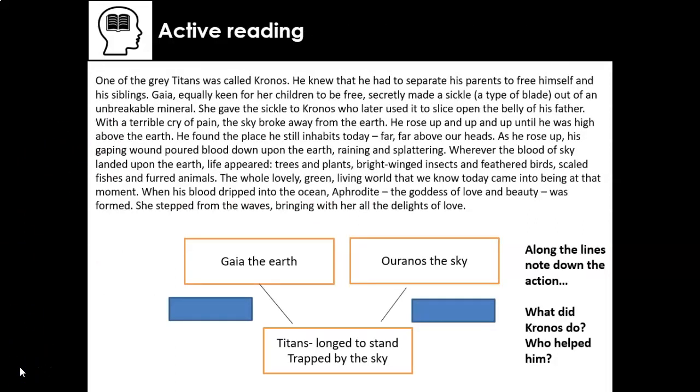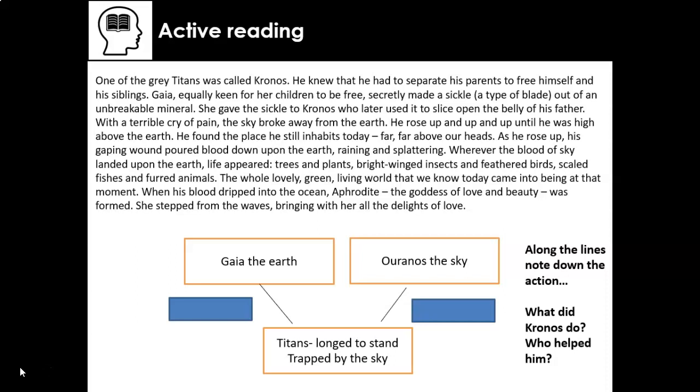Okay, or it might be long to stand for the Titans, but they're trapped by the sky. So we're starting to get our people, our players in this story, aren't we? Now it says here you can start to add lines to connect the groups of people. So across the line or next to the line, you could write down what did Kronos do and who helped him. So Kronos was one of the Titans, wasn't he? What did he do? Which of his parents did he attack? Which of his parents did he go after?